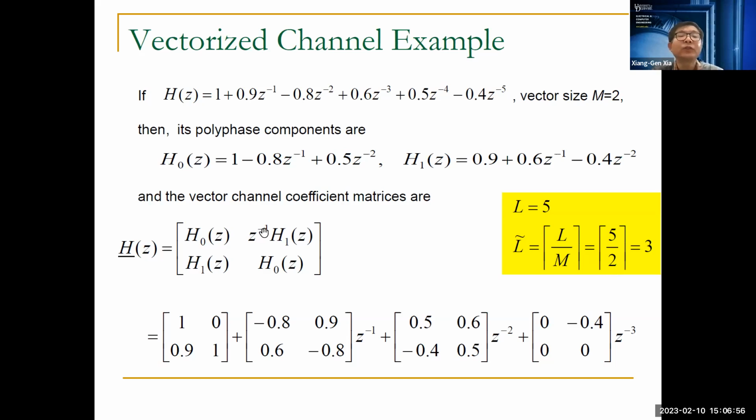So this is the pseudo-circulant vectorized channel matrix, and by putting these two components in here, you get this simple one. So this is the vectorized channel matrix, and the order here is roughly L divided by M. So basically the vectorized channel length is shrunk by a factor of capital M.